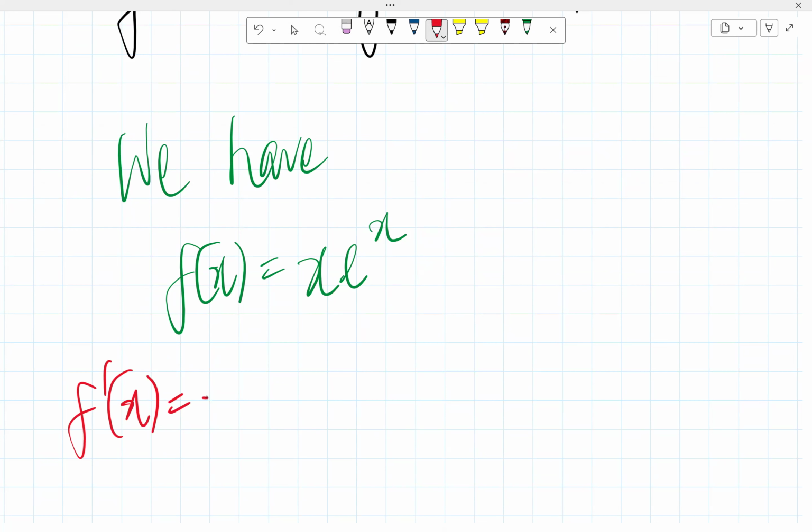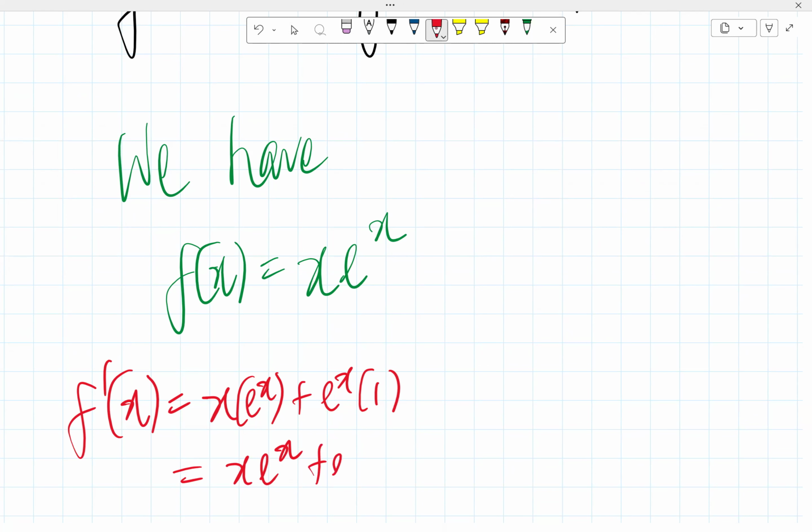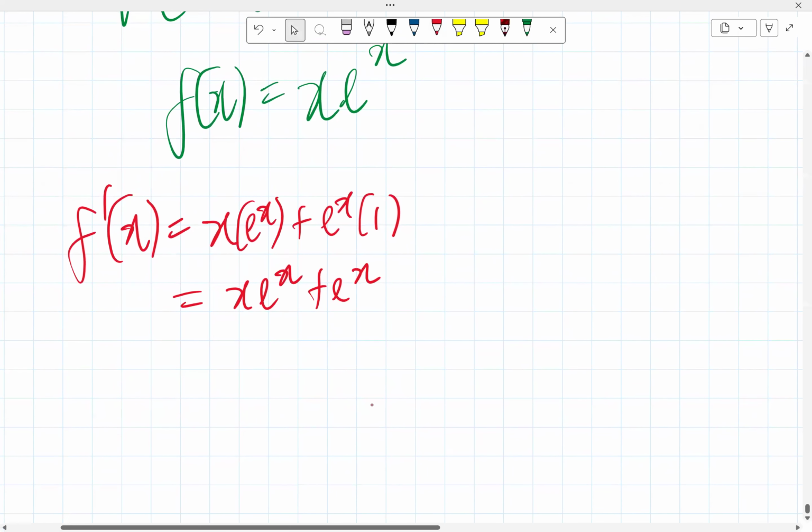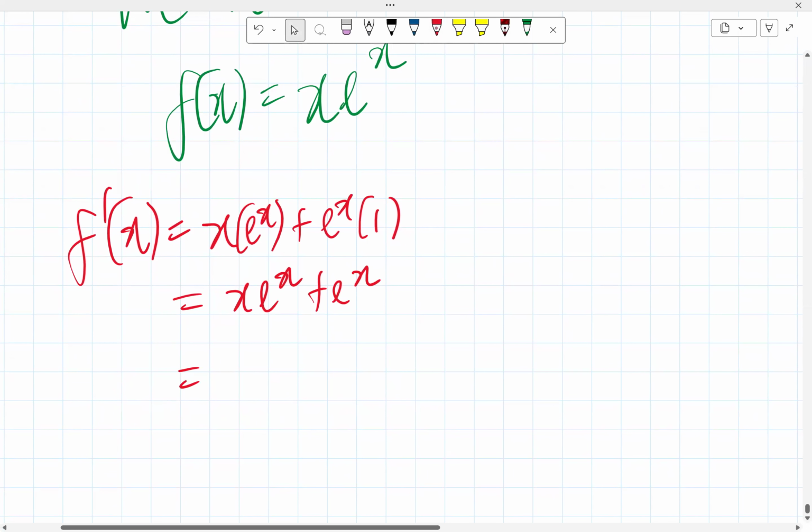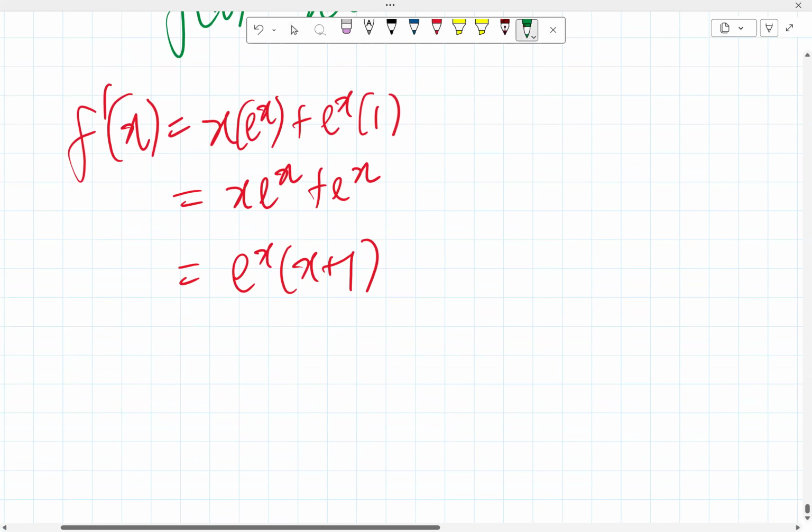That's the product rule. This is u, this is v. So I have u dv dx, differentiate this now, plus v du dx. And that means we have x e raised to power x, u dv dx plus v. So that's e raised to power x like that. So that means we have e raised to power x into x plus 1. That's the first derivative. So it's up to x raised to power 4, so we need to differentiate 4 times.